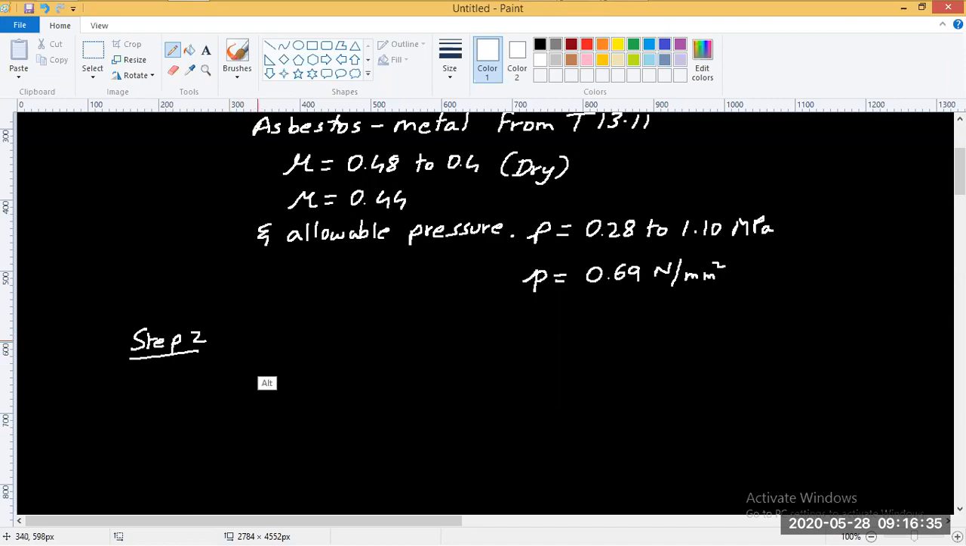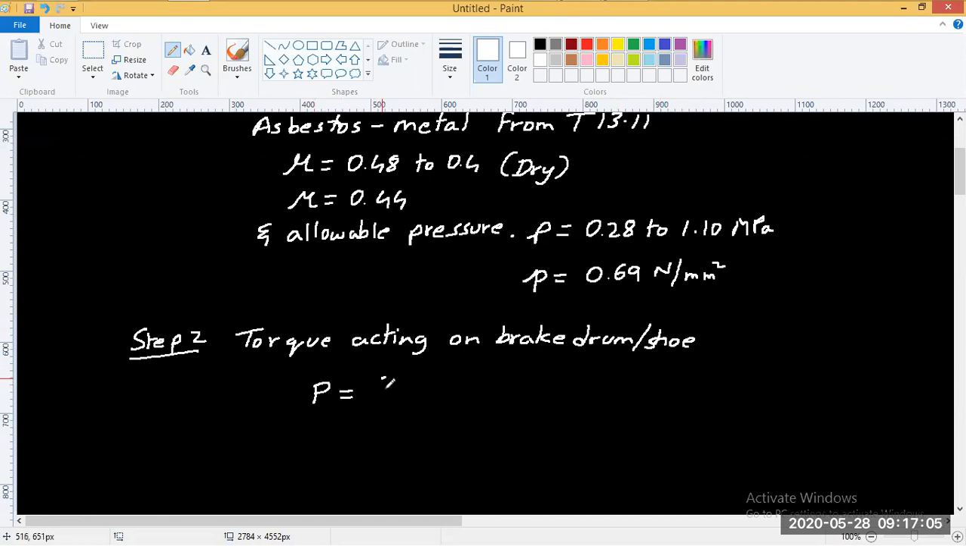Step 2 is find the torque acting on the brake drum. Brake drum or shoe, both are the same. That we know, the classical equation: power P is equal to 2 pi n T over 60,000 in kilowatts. So we have power.